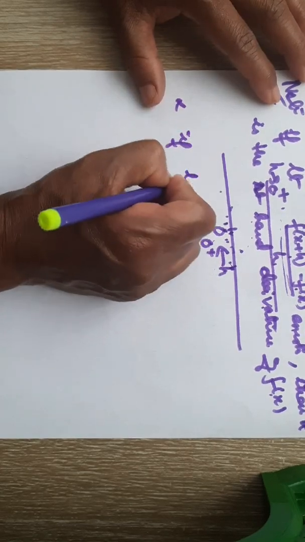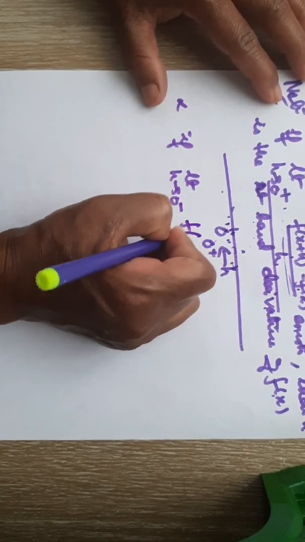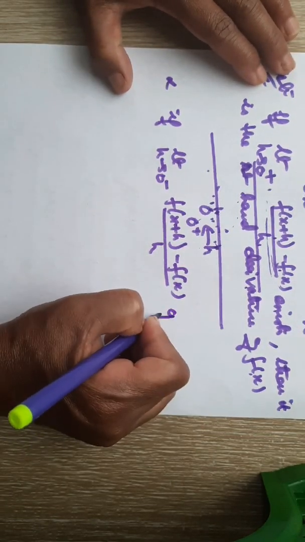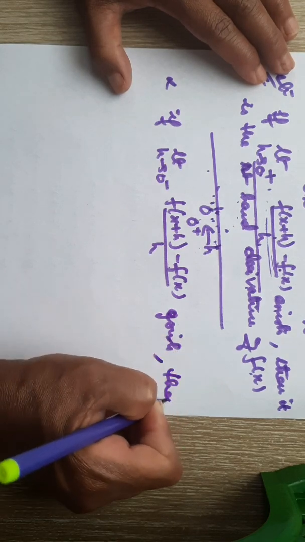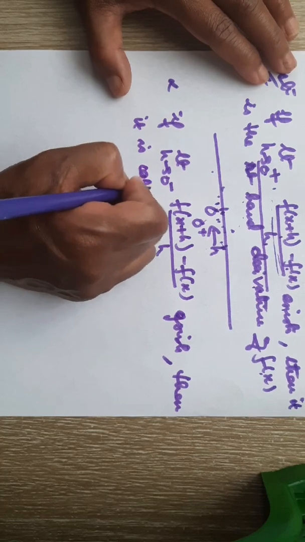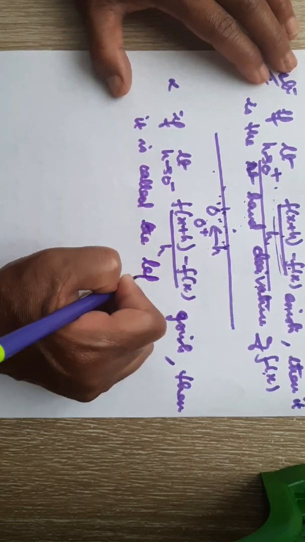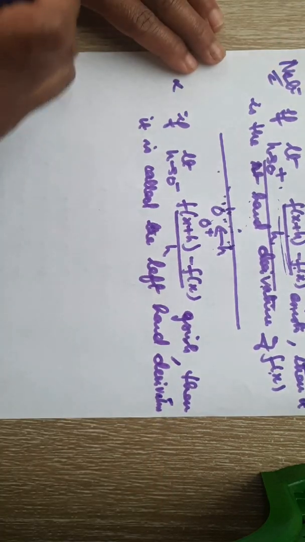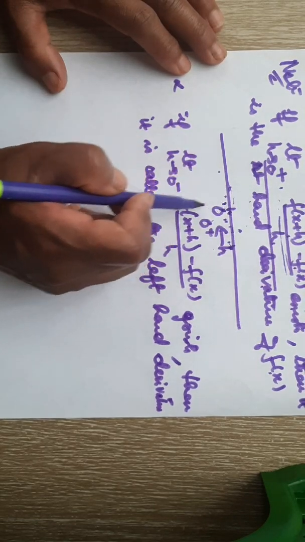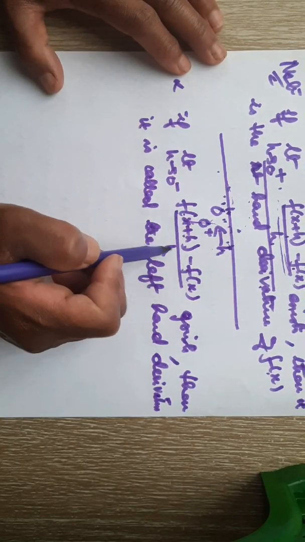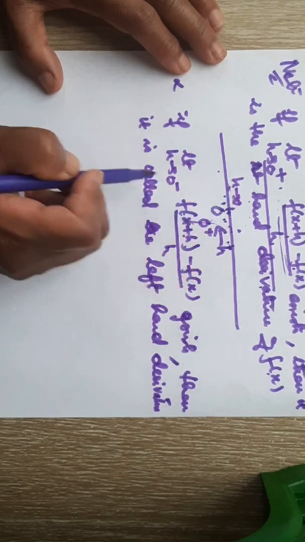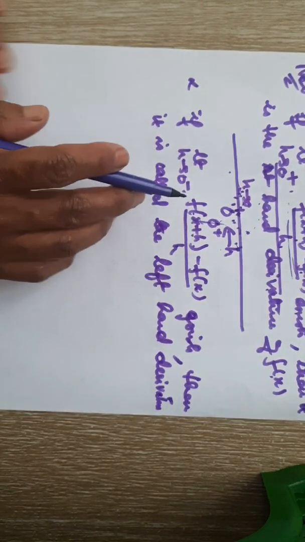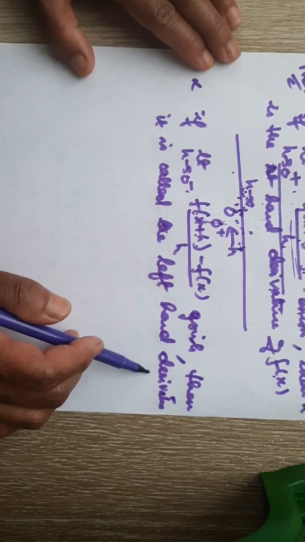And if limit h tends to 0 minus f(x+h) minus f(x) by h exists, then it is called the left hand derivative. So in this case, if the limit of this function f(x+h) minus f(x) by h exists as h tends to 0 minus, meaning that h approaches 0 from the left side of 0, then it will be called the left hand derivative.